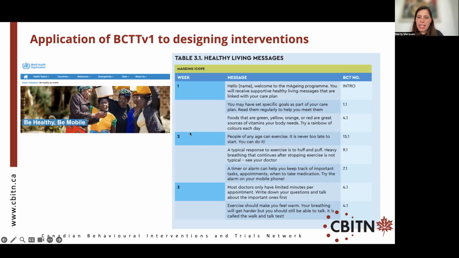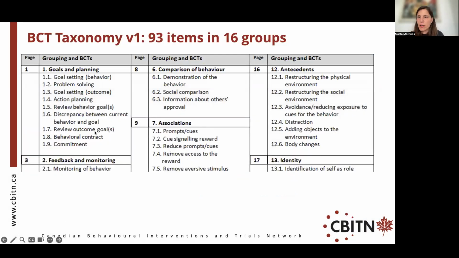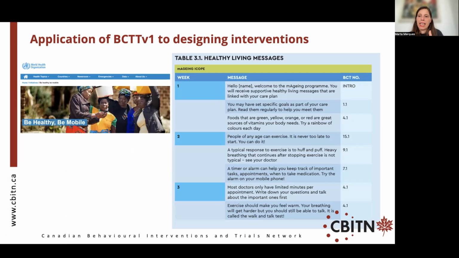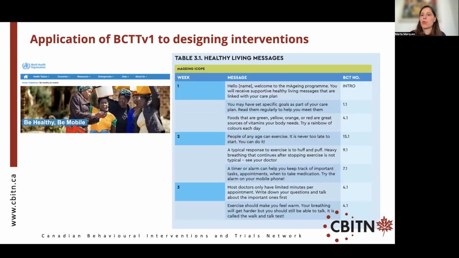And if you look at these examples of messages here, you will see on the column on the right side that says BCT number, so behavior change technique number, and then it has numbers 1.1, 4.1. If I go back, these are the numbers that you see in the taxonomy. So this means that anyone wanting to implement this program can easily see what they are using. So in this case, number 1.1 is goal setting for behavior. So they know this is a text message that is focusing on setting a goal for the behavior in itself.